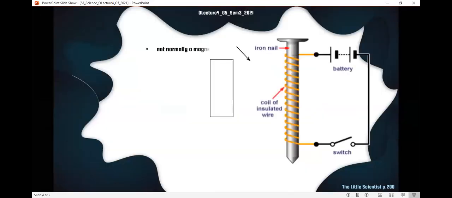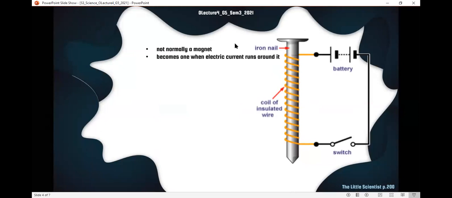So how do we build an electromagnet? You will need a battery and wires. That's it. You will need a battery and a wire. First of all, let me draw it for you. You take your wire. Those are the main ingredients.